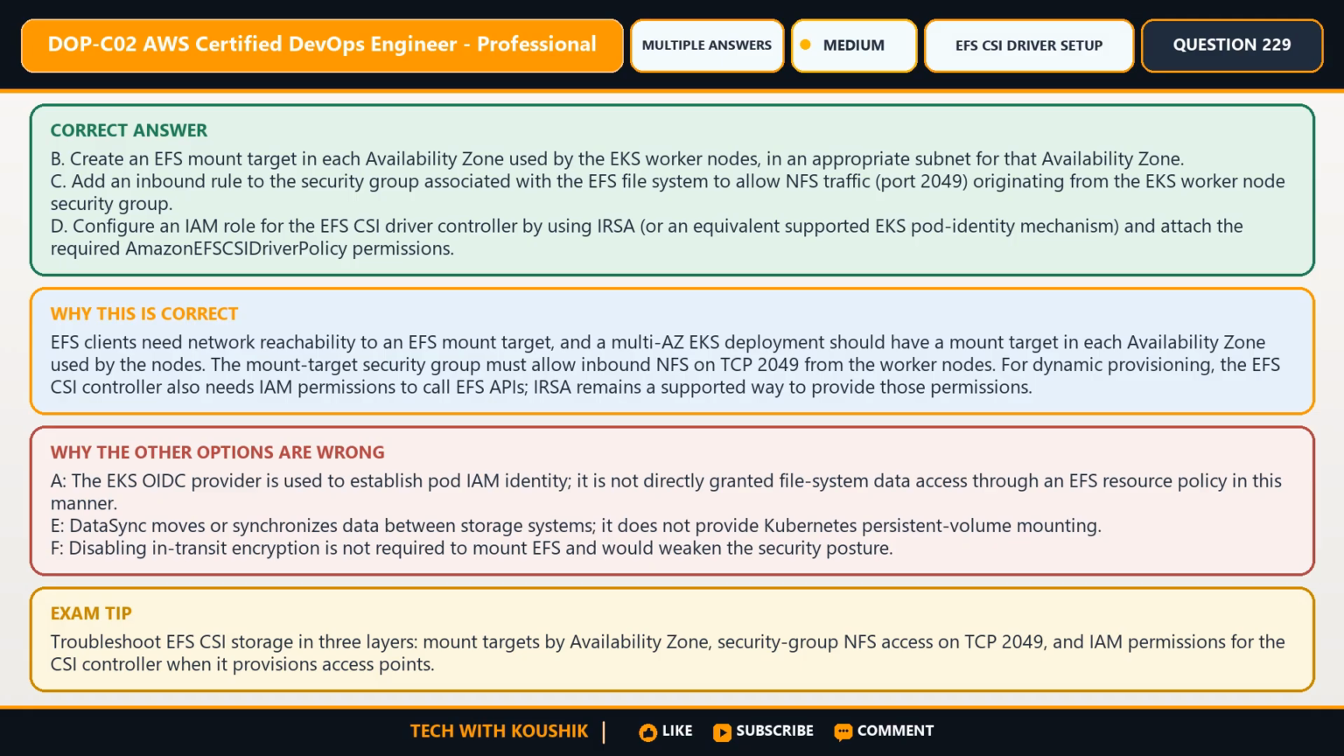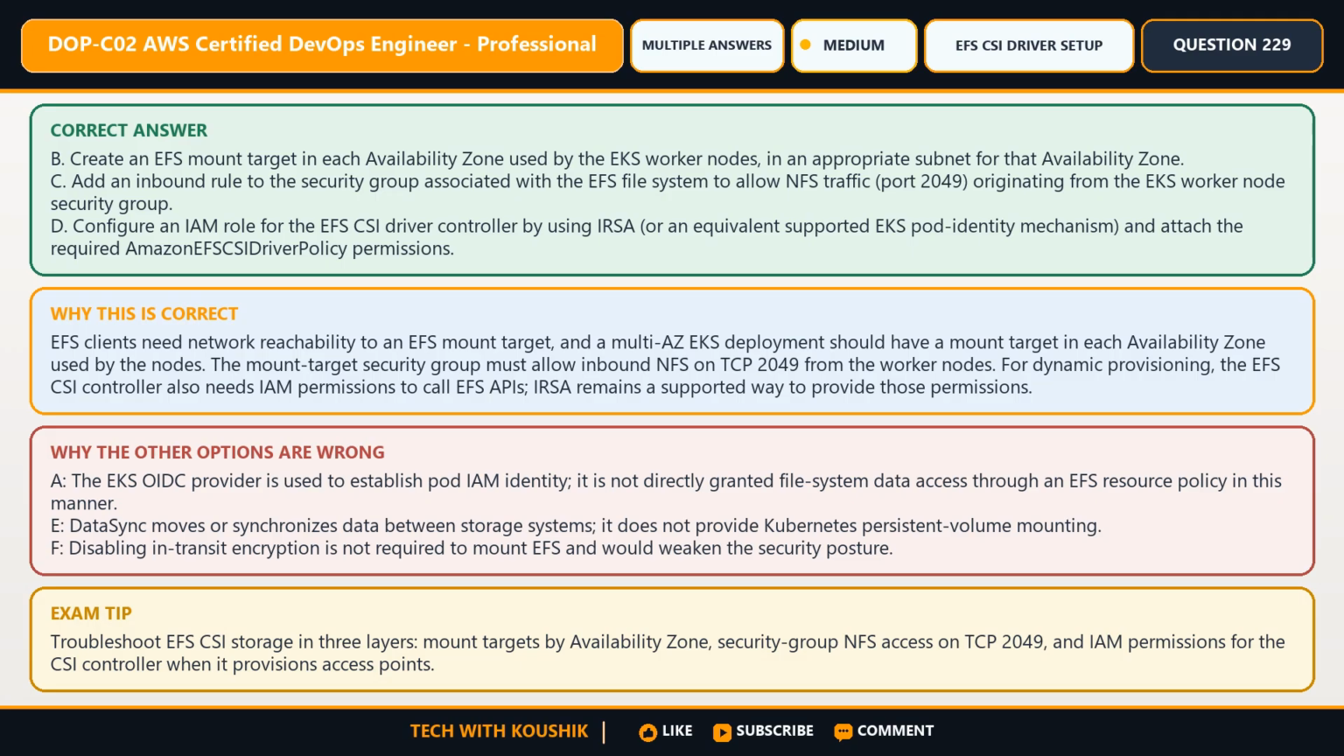EFS clients need network reachability to an EFS mount target, and a multi-availability zone EKS deployment should have a mount target in each availability zone used by the nodes. The mount target security group must allow inbound NFS on TCP 2049 from the worker nodes. For dynamic provisioning, the EFS CSI controller also needs IAM permissions to call EFS APIs. IRSA remains a supported way to provide those permissions.